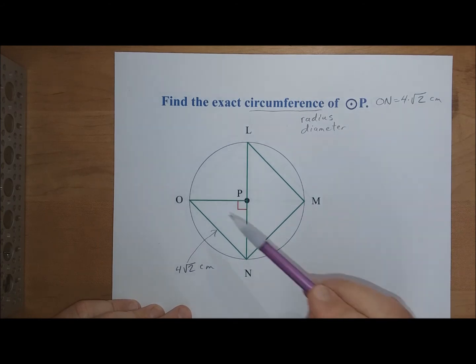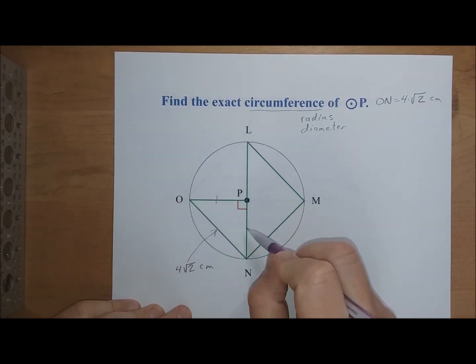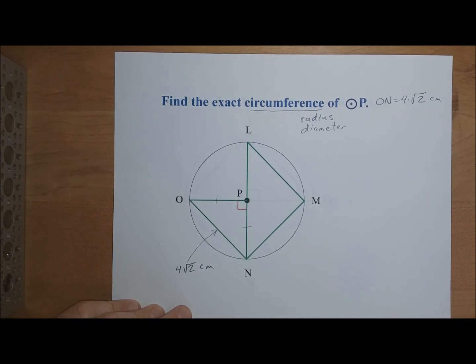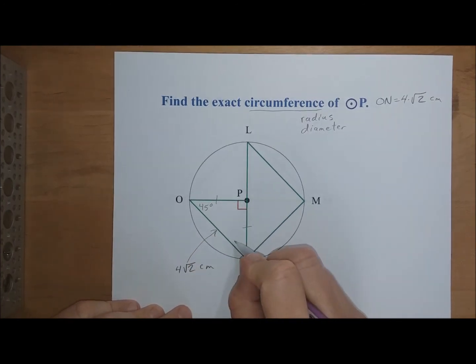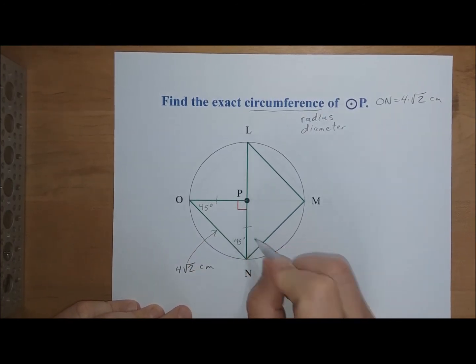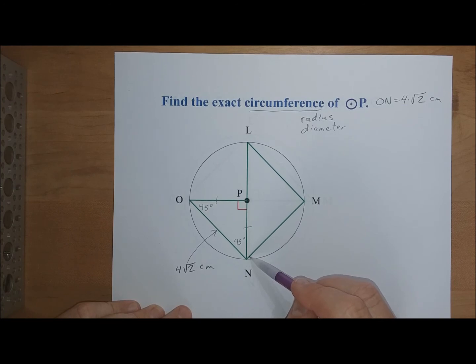Well, what can you tell me about the relationship between OP and PN? Those are both radii of this circle, and therefore we know all radii in the same circle are congruent, right? And that means this is an isosceles right triangle. That means this is our 45, 45, 90 triangle, right? And hopefully you remember the relationship between the legs and the hypotenuse in one of those special right triangles, right?